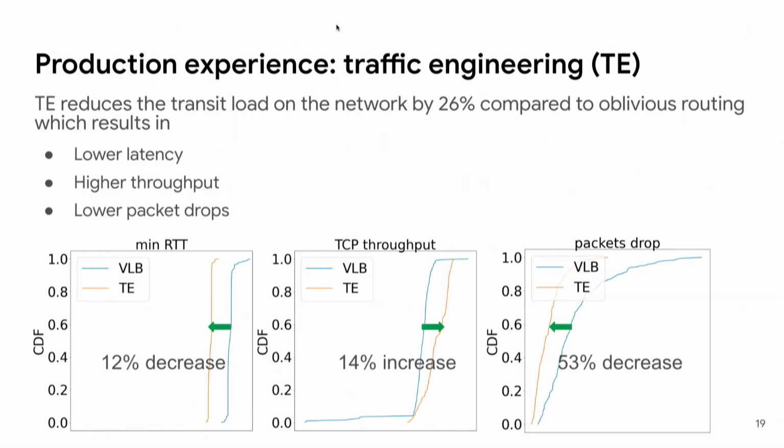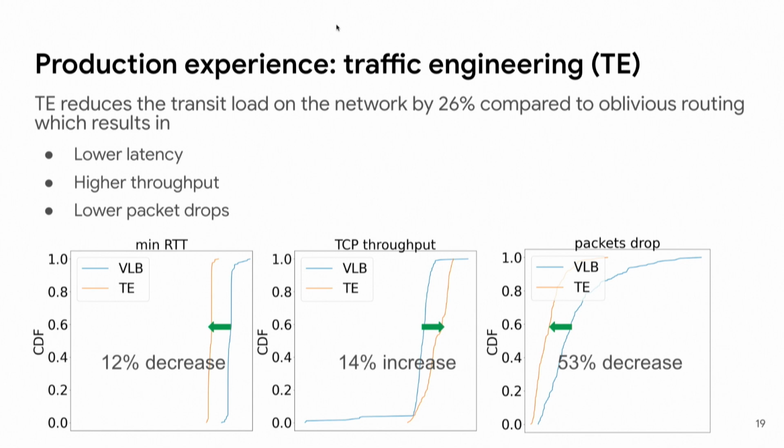We also conducted an experiment in a moderately utilized production fabric. We disabled traffic engineering and ran oblivious routing VLB for 1 day. For obvious reasons, we didn't want to run this experiment on a hotter fabric. The performance difference between traffic engineering and VLB is quite obvious. Even though the fabric is only moderately utilized, we see TE has 12% lower latency and 14% higher throughput than VLB, while slashing the fabric-wide packet drops by more than half.